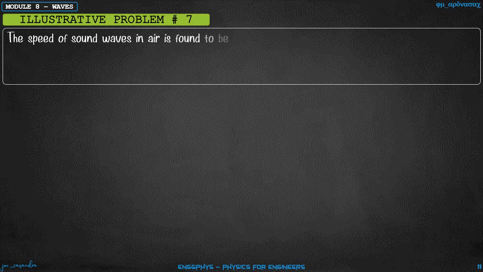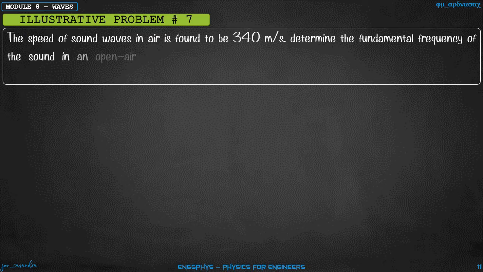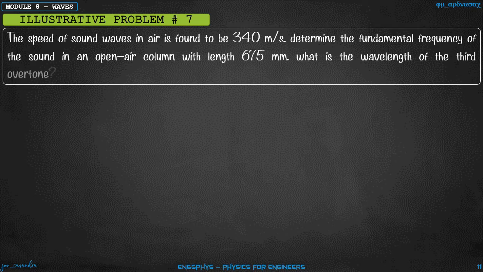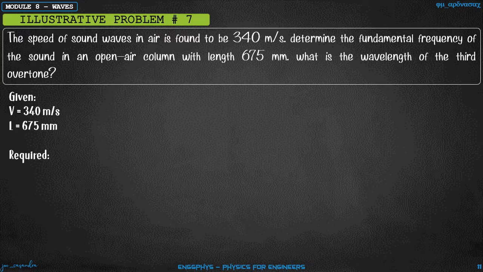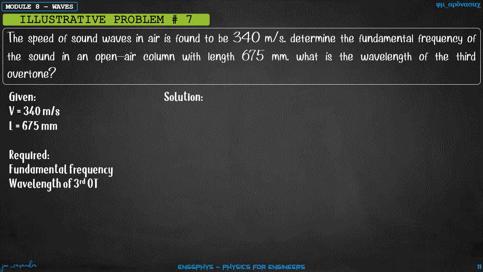The speed of sound waves in air is found to be 340 meters per second. Determine the fundamental frequency of the sound in an open air column with a length of 675 millimeters. What is the wavelength of the third overtone? Given now are the speed of the wave at 340 meters per second, and the length of the air column at 675 millimeters. So we want to solve for the fundamental frequency and the wavelength of the third overtone.